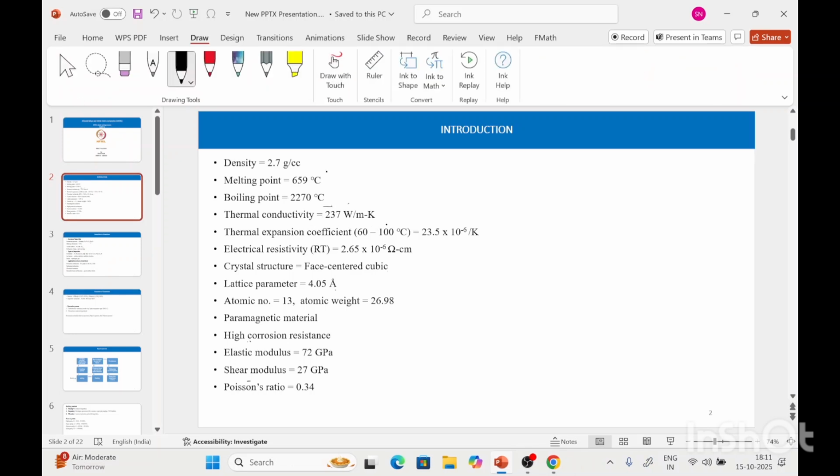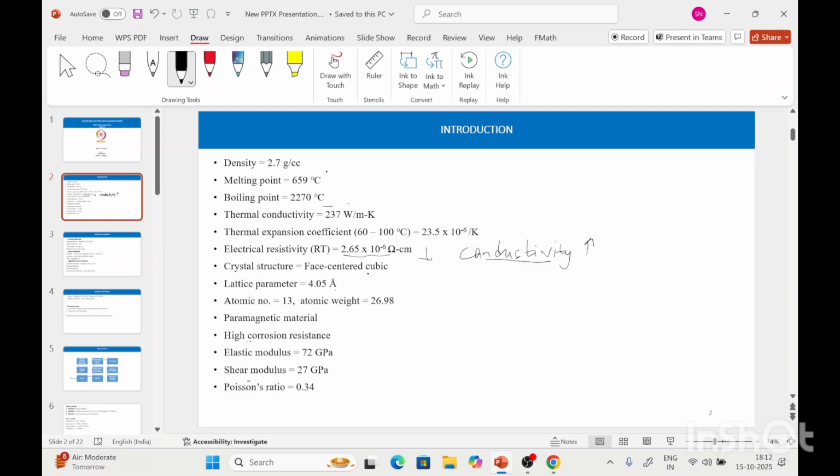Thermal conductivity is 237. Thermal expansion coefficient is 23.5 into 10 to the power minus 6. Its electrical resistivity is 2.65 into 10 to the power minus 6 ohm centimeter, which is very low. So the conductivity of aluminum alloy will be very high. Because of this higher conductivity, it's also used in electrical circuits or transmission lines.